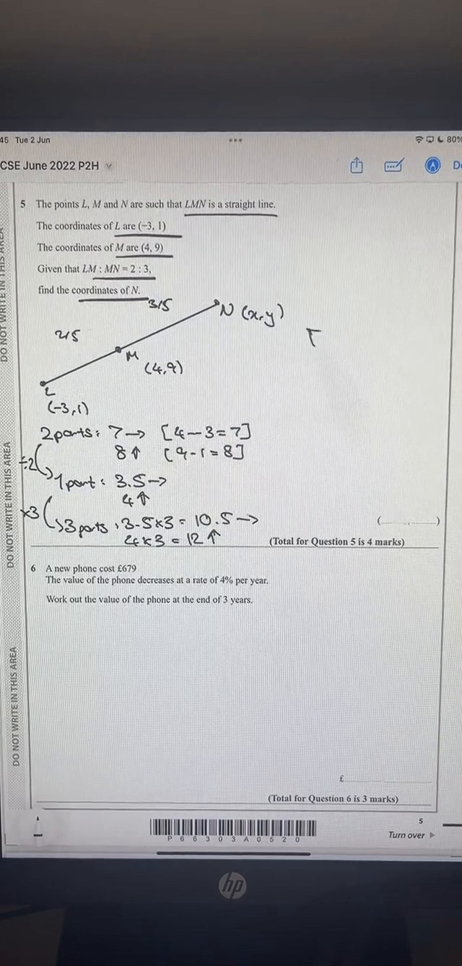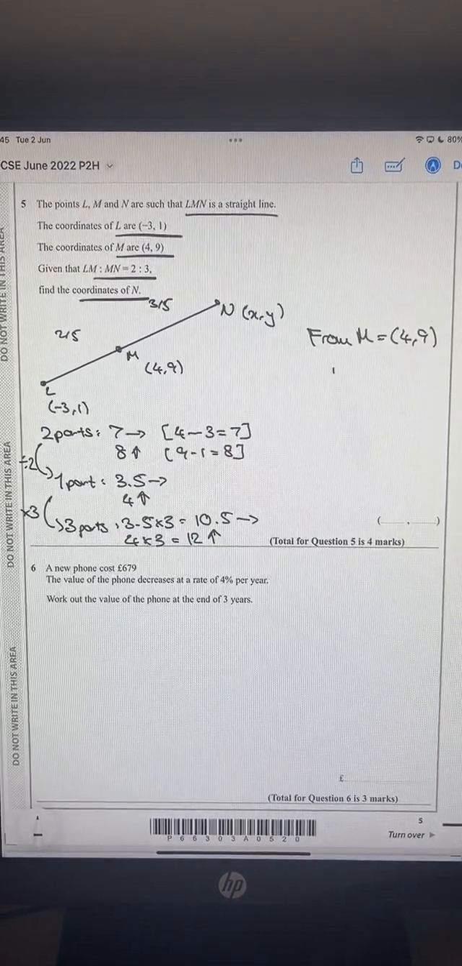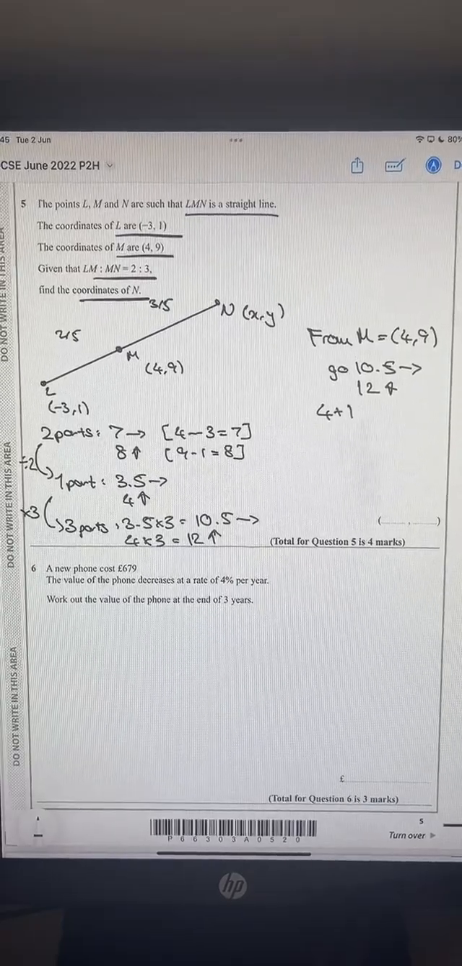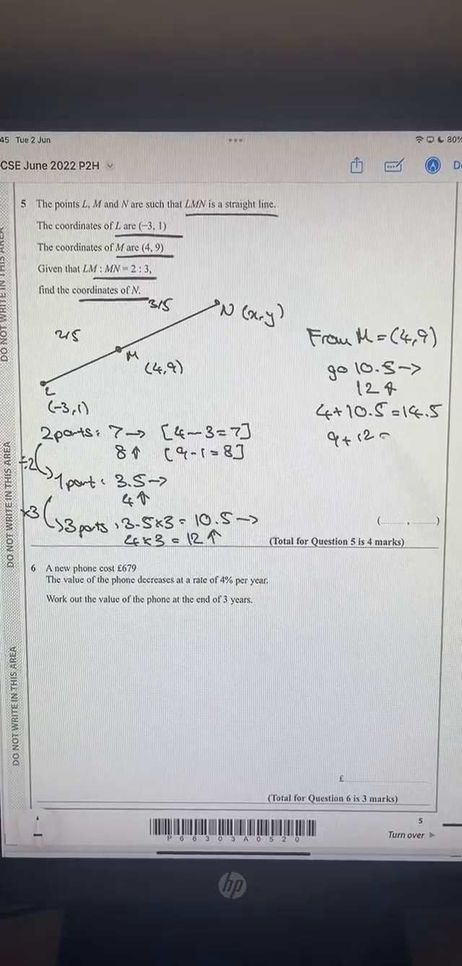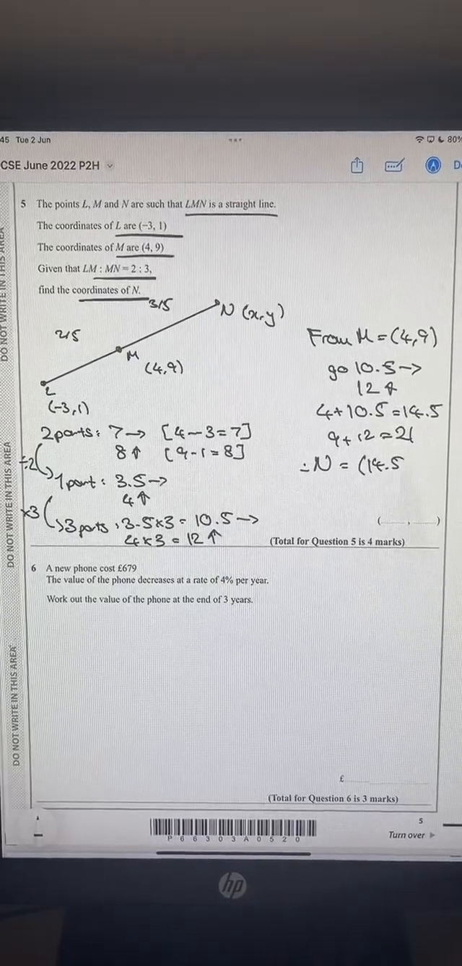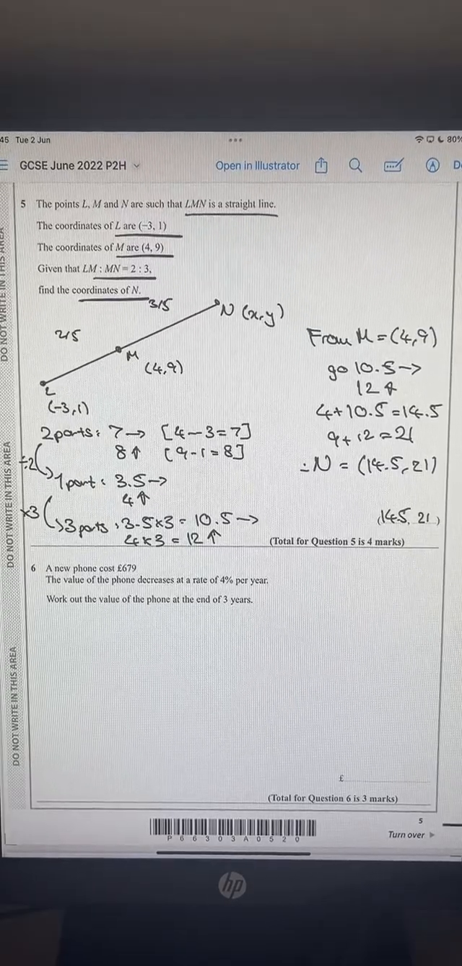So from M equals (4, 9), you go 10.5 to the right and you go 12 up. So 4 plus 10.5 equals 14.5, and then 9 plus 12 to go up equals 21. So your N coordinate, therefore N, is going to be equal to (14.5, 21) as your final answer, for a nice little 4-marker coordinates question.